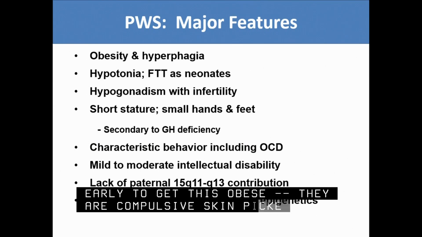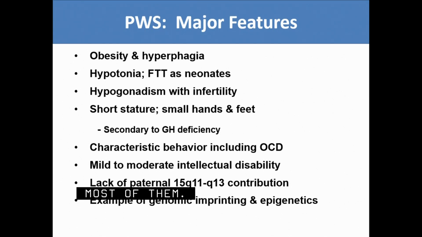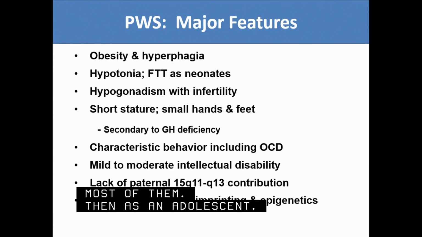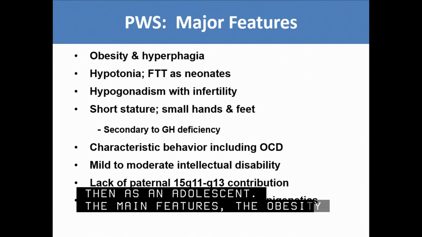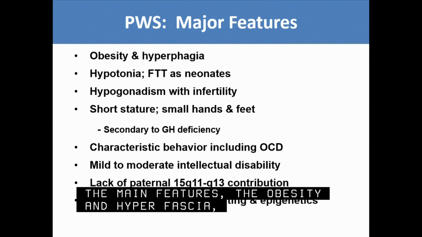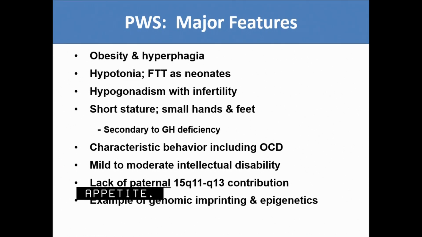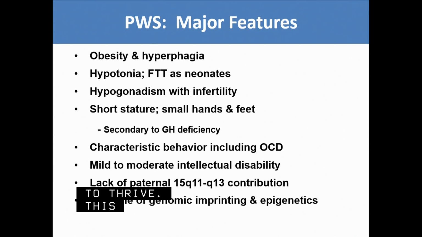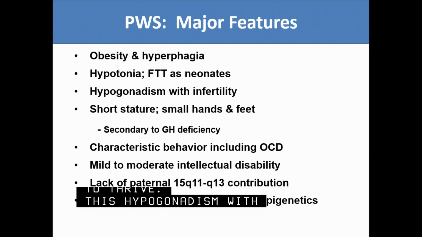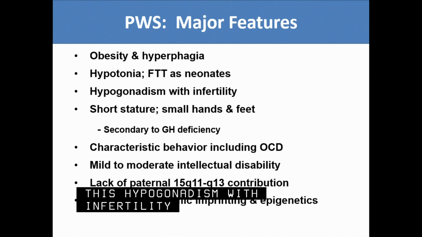So the major features, just to go over in a little bit more detail, is the obesity and hyperphagia, the increased appetite. But what makes this unique in genetic obesity syndromes is initially they're hypotonic and fail to thrive as neonates. They don't have an appetite. There's hypogonadism with typically infertility. We only know 4 women in the world that have reproduced and no males that have reproduced.